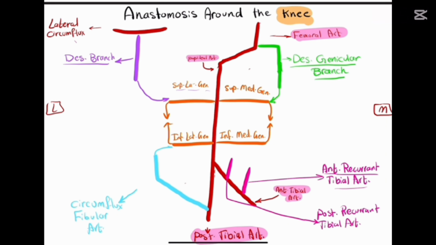Circumflex fibular will anastomose with the inferior lateral genicular. Posterior recurrent tibial will anastomose with the inferior lateral genicular, and the anterior recurrent tibial will anastomose with the inferior medial genicular.